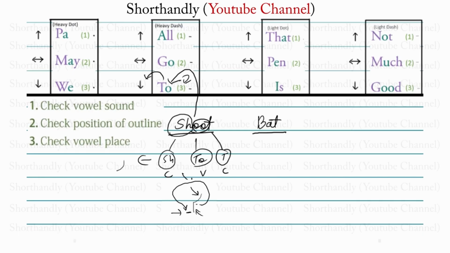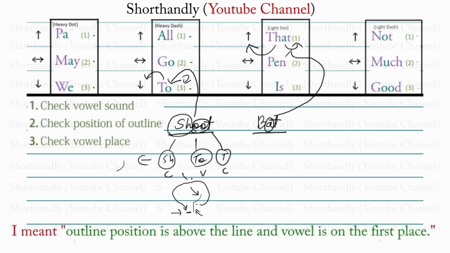So the word bat. First of all, the vowel sound. The first vowel sound is a, which is same as in that, which says on the first place, and the vowel is on the line. So let's make this word bat.